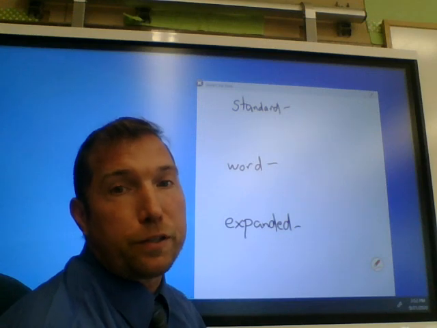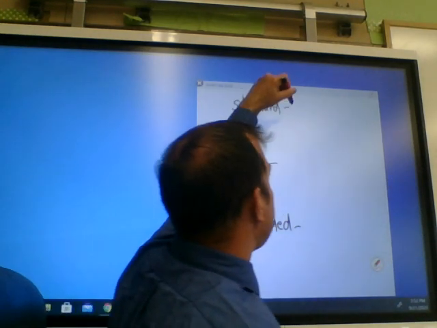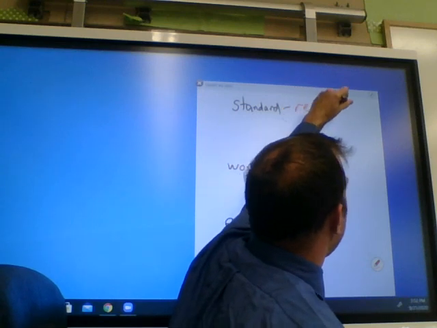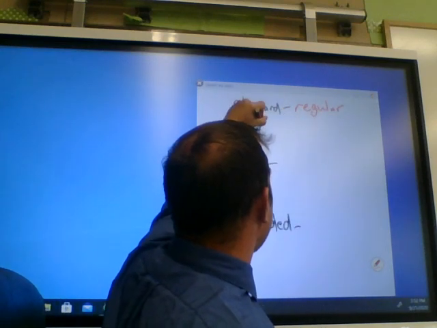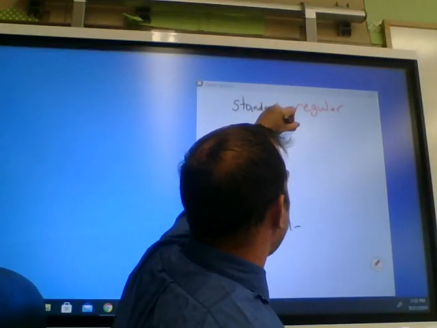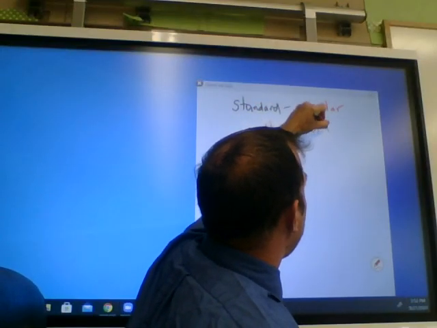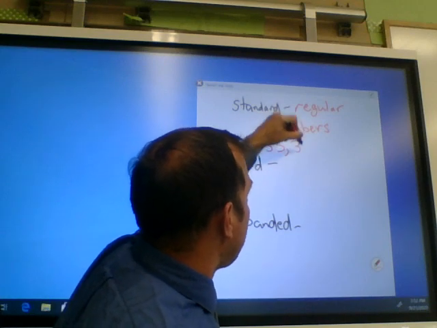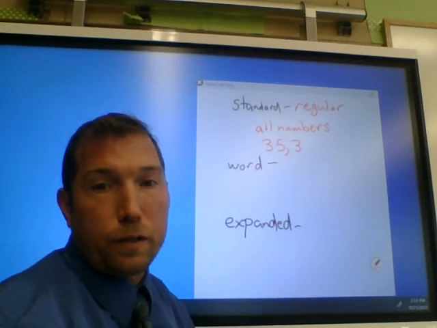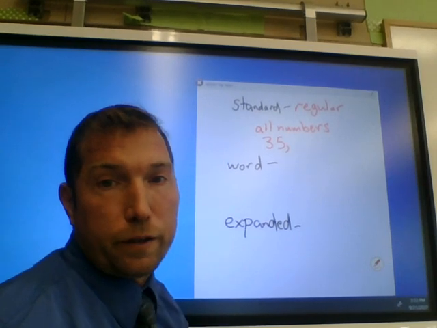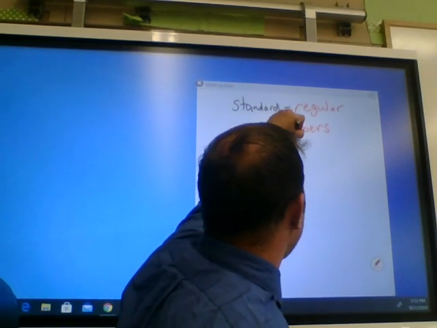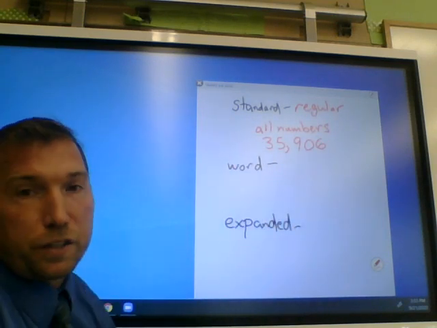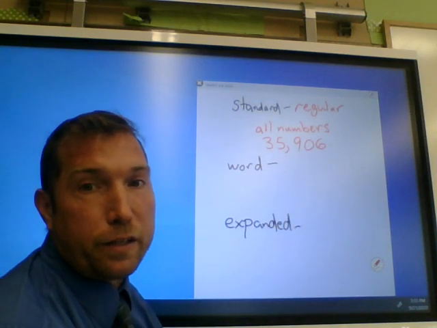The first one is called the standard form. And standard just means regular, or the usual way you do it. In this case, it's going to be all numbers. That's how we're used to seeing a number, like 35,906. Okay, that's just the standard form. It's just the regular way to say that number.